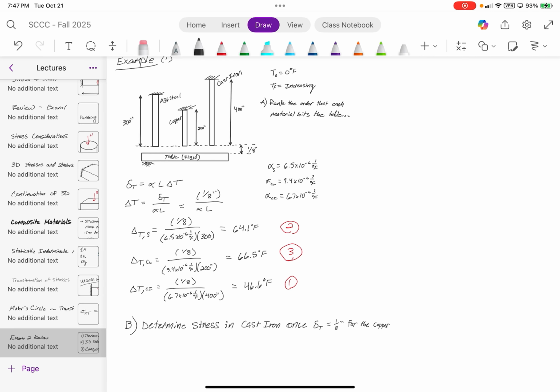My question is this: what would delta T be that you would use? Wouldn't it be the 66? Or is it the difference? It's the difference between 66.5 and the 46.6, right? Because then you're treating 46.6 as the initial condition, and then anything developed further than that is going to contribute to stress. Does that make sense? Yeah. I'll write that.